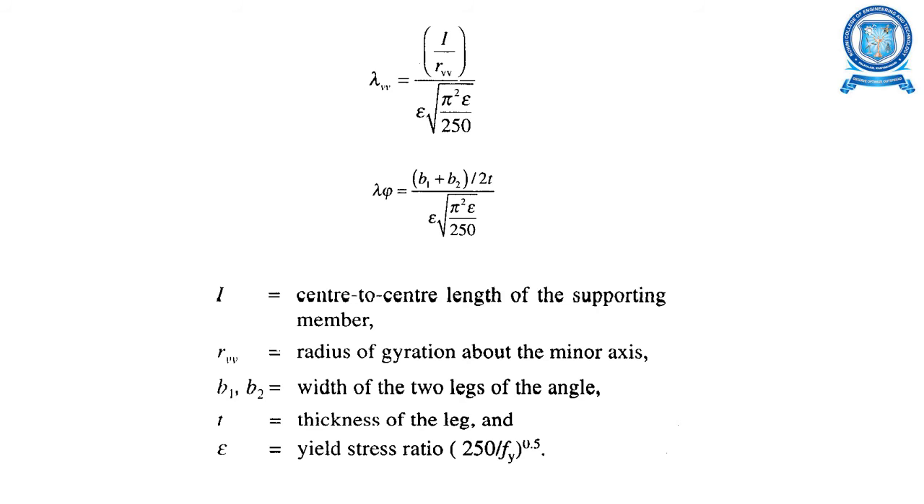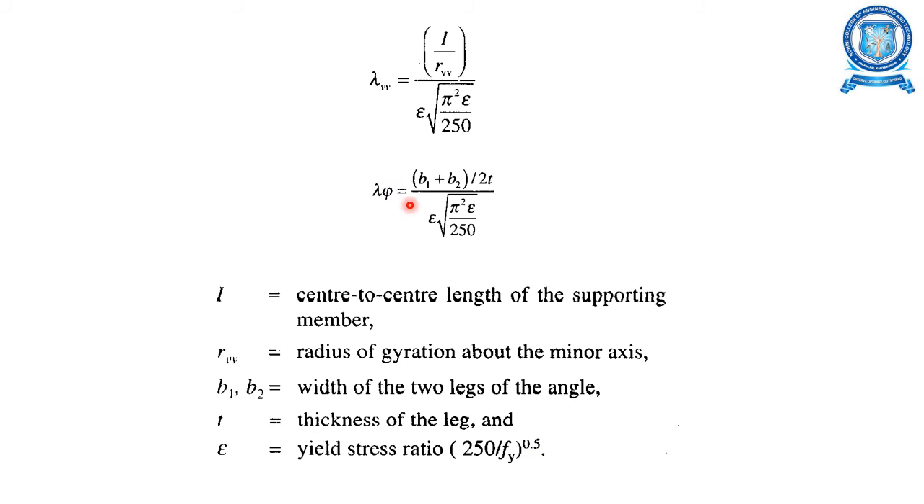We have to find the value of lambda vv. So lambda vv is equal to L by r vv divided by epsilon square root of pi square E divided by 250, where L is the center to center length of the supporting member, r vv is the radius of gyration about the minor axis, and epsilon is the yield stress ratio. That is, 250 divided by yield stress, to the power of 0.5.